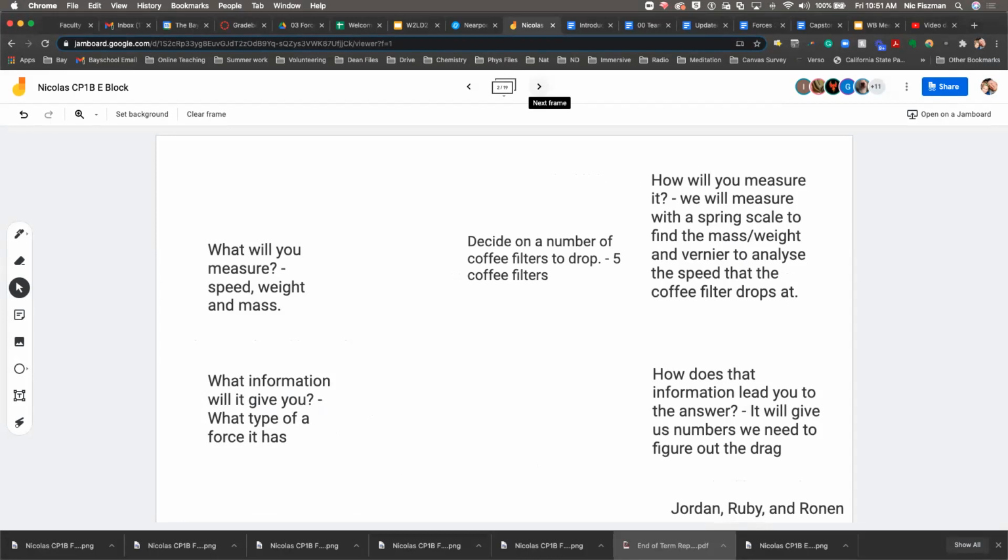Well, our way is not really another way. It's kind of similar, like the other group is doing. We're all going to use 5 coffee filters so we can compare our data, and we're going to measure using a spring scale to find the mass and weight, and Vernier to analyze the speed that the coffee filter drops. Ours wasn't super thorough on Wednesday, so we tried to add a little bit more, but we didn't have a lot of time. But we're going to measure the speed, the weight, and the mass, and that will give us the numbers we need to figure out the drag.